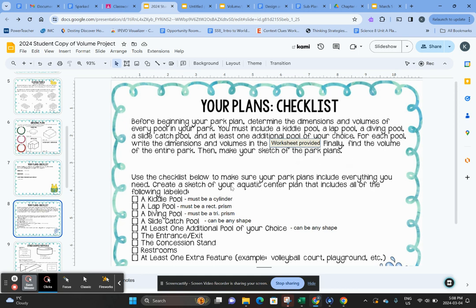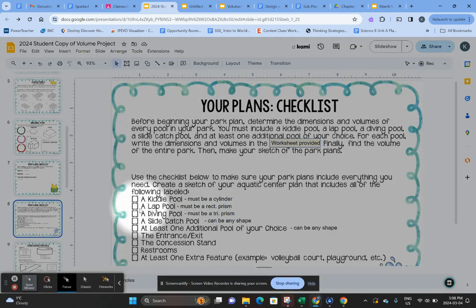So you need to use the checklist below to make sure your park plans include everything you need. Creating a sketch of your aquatic center plan that includes a kiddie pool that is a cylinder, a lap pool that is a rectangular prism, a diving pool that must be a triangular prism, a slide catch pool that can be any shape, and at least one additional pool of your choice. Then you also need an entrance and exit, a concession stand, restrooms for the pool, and one other feature you can choose. You can make it a volleyball court, a playground, your choice.